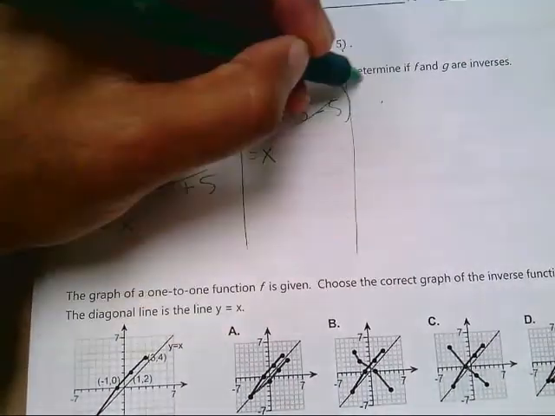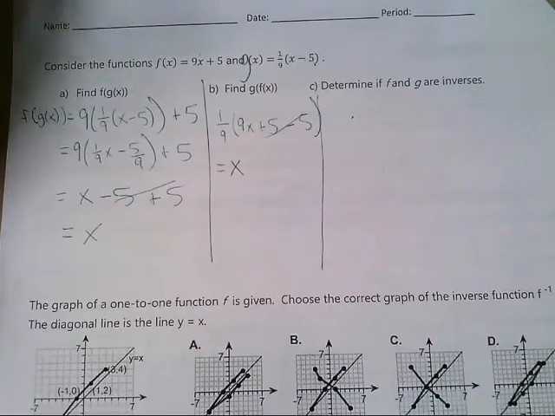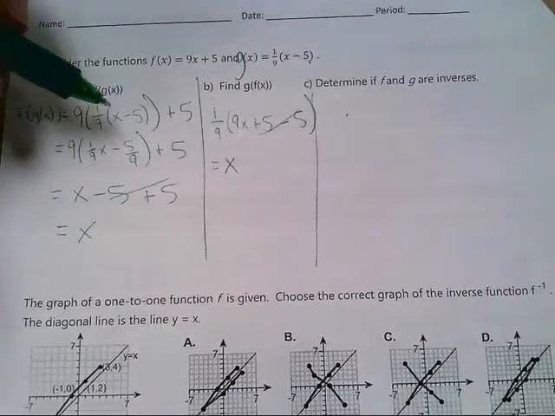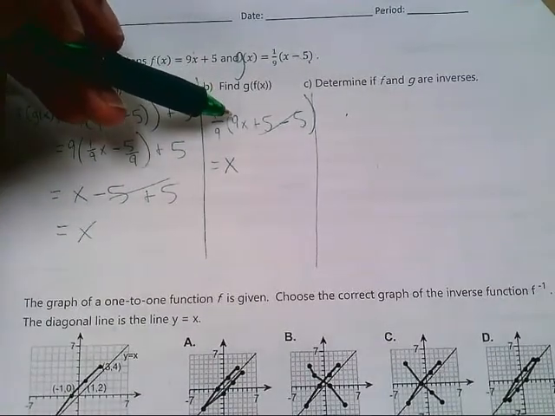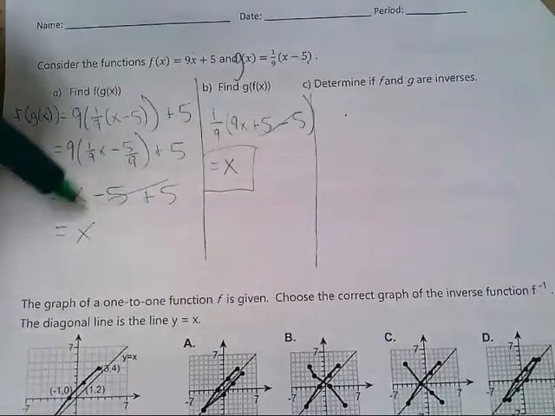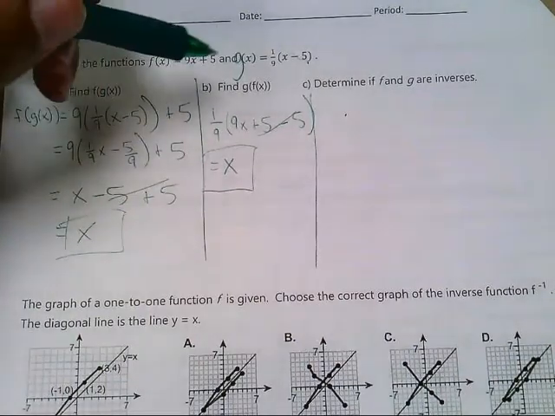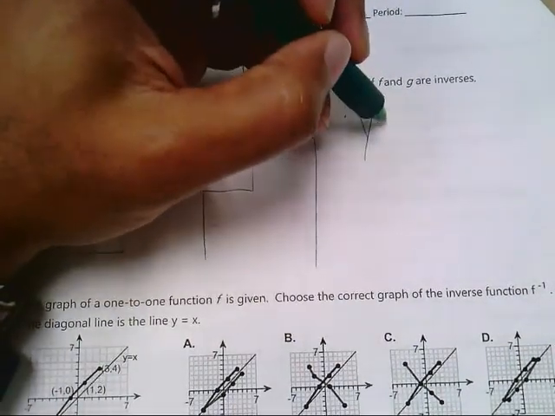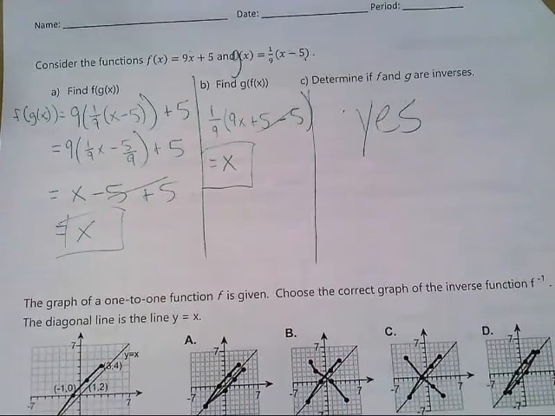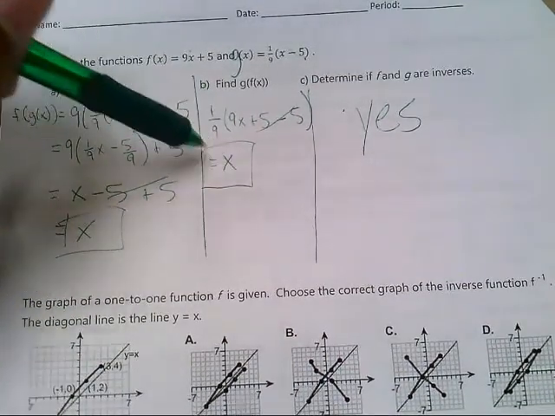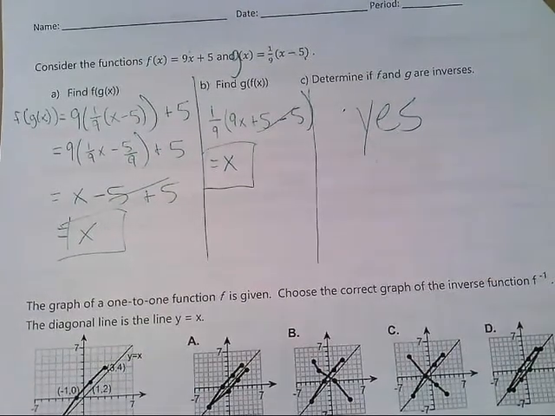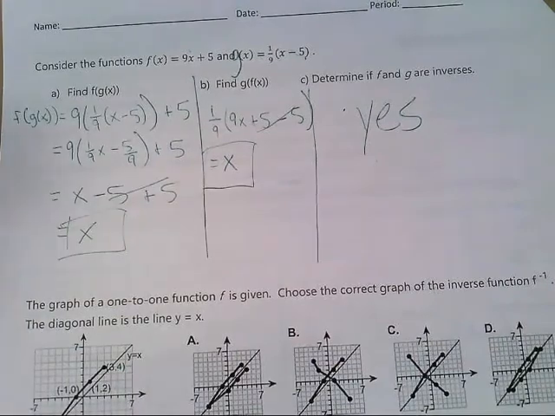And then C tells us to determine if they are inverse. Well, this is another part of the definition of inverse functions. If you plug one function into the other function and your answer is simply x by itself, then they are inverses. So yes, they are. And that's only the case if you get x by itself, not negative x, 3x, not 1/2 x, not x plus anything. It has to be x and x only.